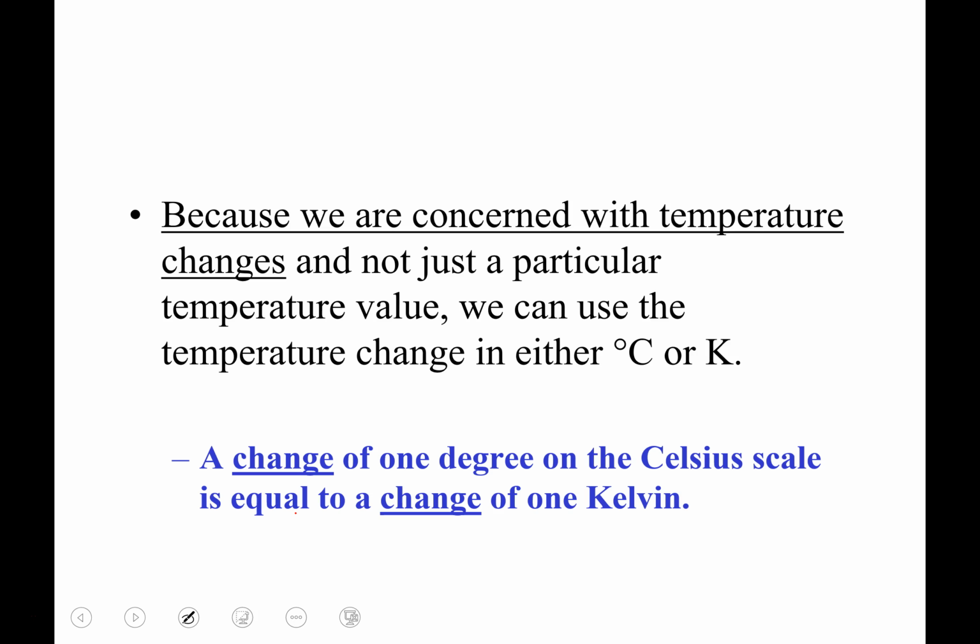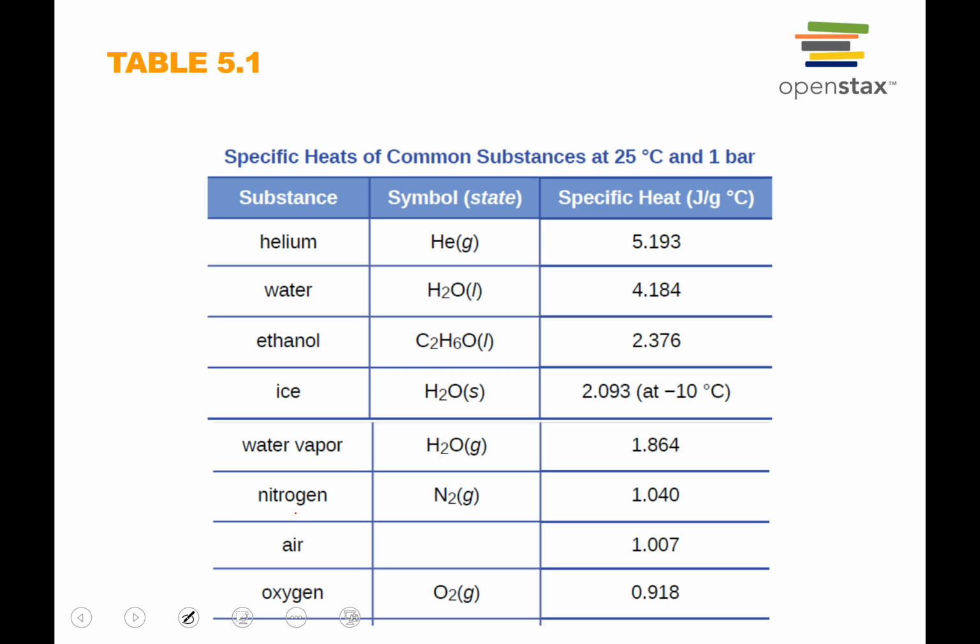So this is what I just asked you a minute ago. The relationship between Celsius and Kelvin: both are metric, and 1 unit is the same. So we can actually just be swapping out the specific heats as we need to. When they have units per degree Celsius, it's the same thing as energy per gram per Kelvin.